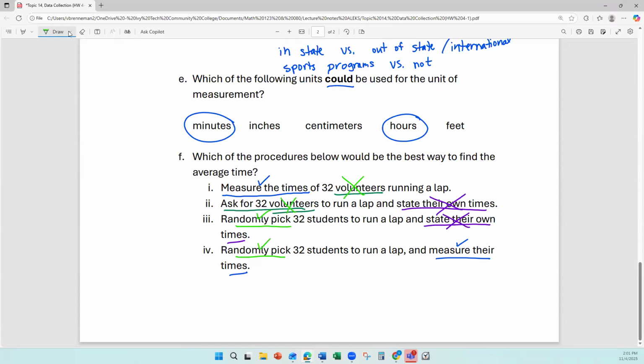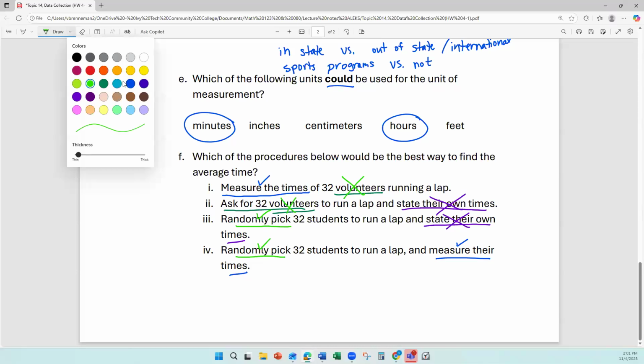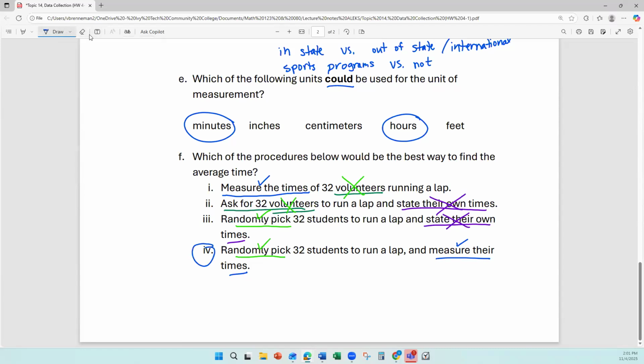With multiple choice, generally find a way to eliminate all but one answer rather than trying to find one that works. Find some reason that all of the others don't work as well. So we have narrowed down to this randomly pick 32 students to run a lap and measure their times. So that's data collection questions.